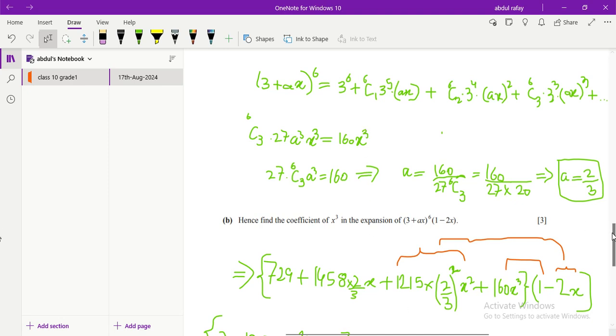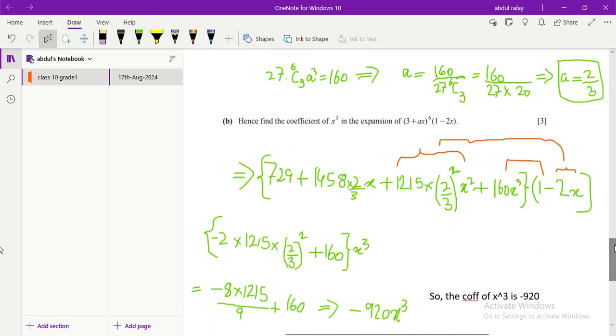Now, if you know how many terms have an x to the power 3 coefficient in these terms, right? Here we have one, two, three, four terms, right? If you multiply these four terms by these two terms, you will get eight terms. But most of those terms are wasted, because they don't have a coefficient of x to the power 3, right?